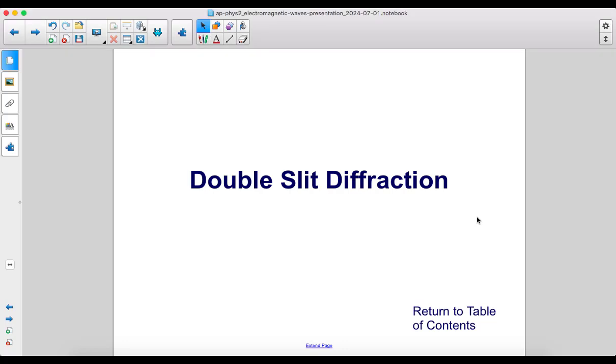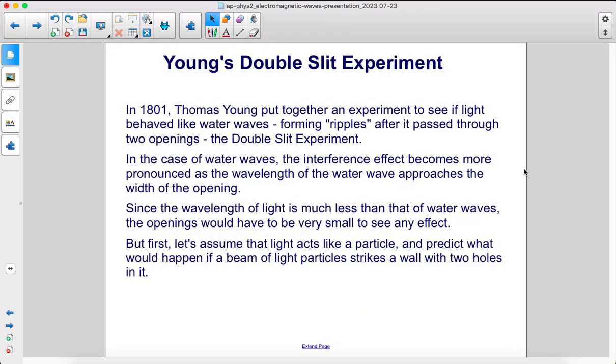Double-slit diffraction. In 1801, Thomas Young put together an experiment to see if light behaved like water waves, forming ripples after it passed through two openings, the double-slit experiment. In the case of water waves, the interference effect becomes more pronounced as the wavelength of the water wave approaches the width of the opening. Since the wavelength of light is much less than that of water waves, the openings would have to be very small to see any effect.